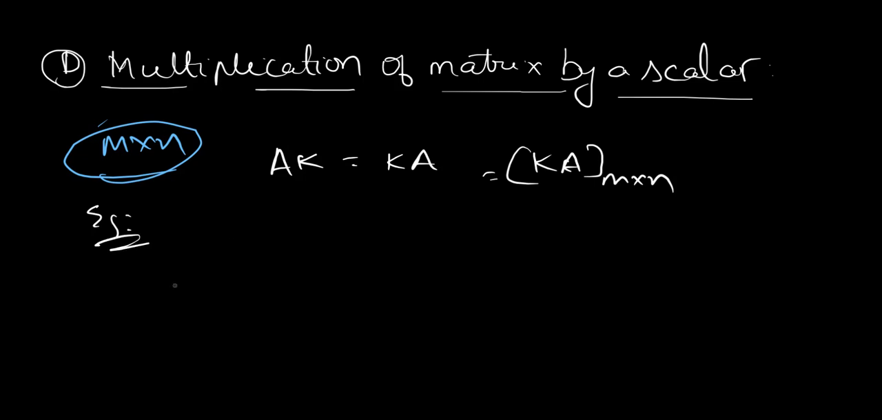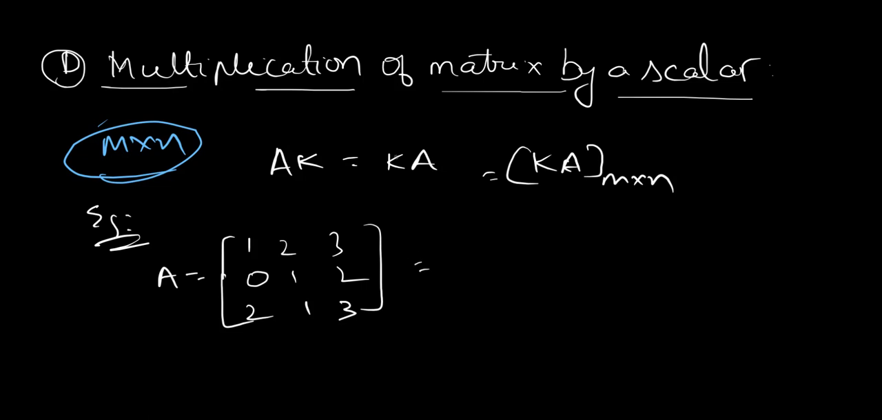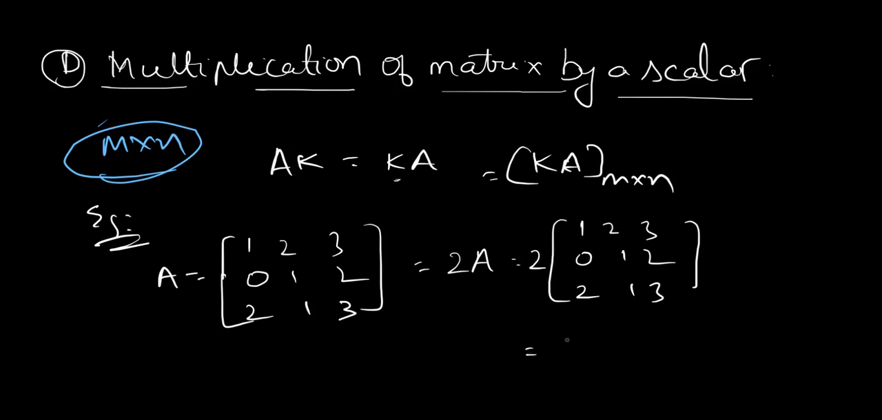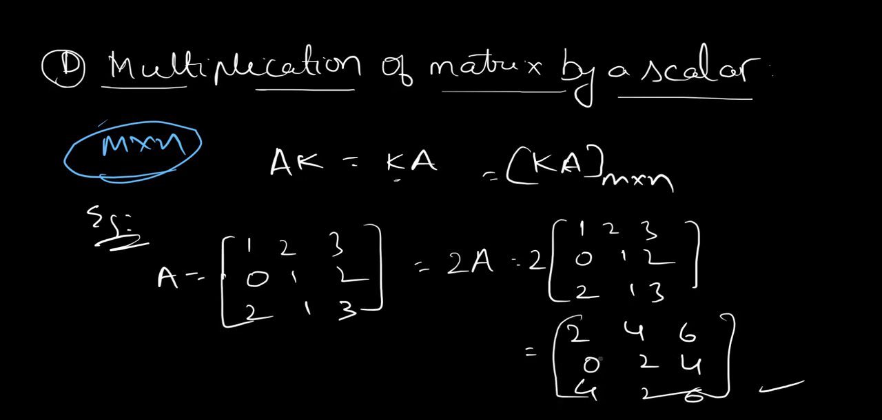For example, if I take A as the matrix 1 2 3, 0 1 2, 2 1 3, and the scalar k as 2, then 2A is very simple, just multiply 2 into A. So it's going to be 2 ones are 2, 2 twos are 4, 2 threes are 6, 0, 2, 4, 4, 2, and 6. This is the scalar matrix, and there are a few properties for the scalar matrix.